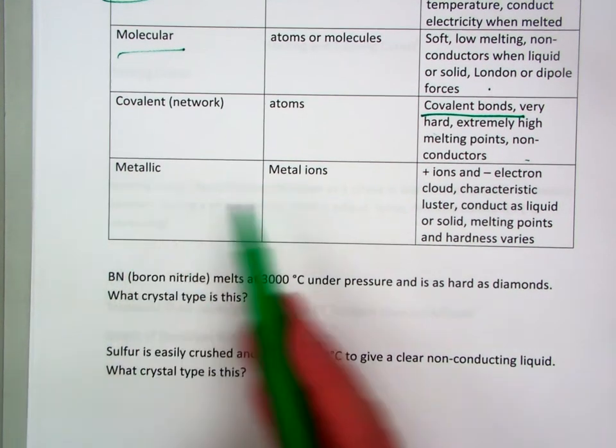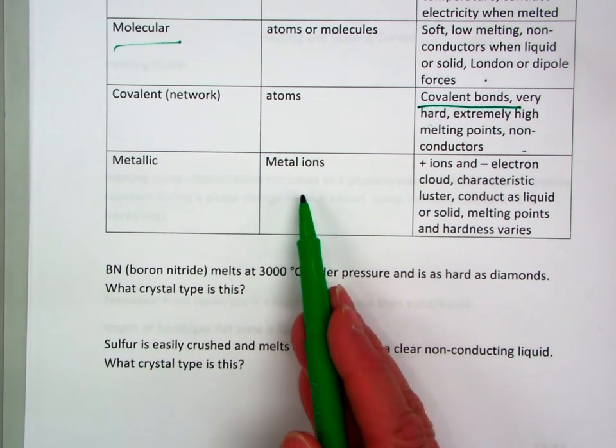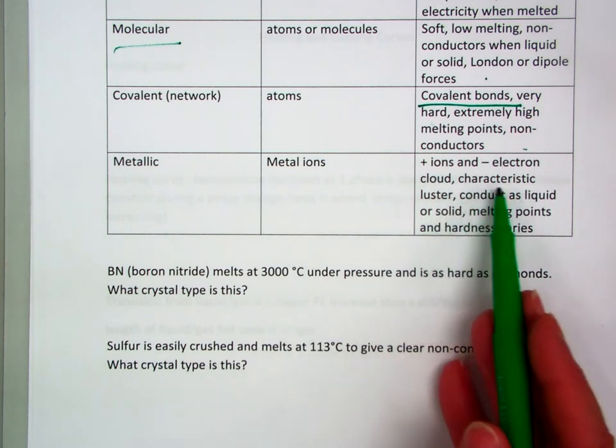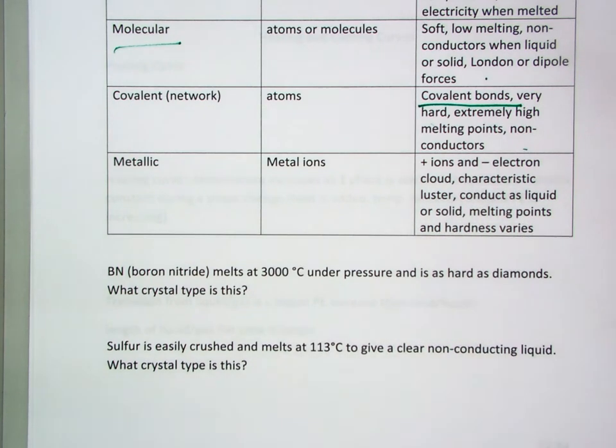Then metallic crystals have metal ions at the points, and we see they actually have the positive ions with negative electron clouds. We recognize metals because they are shiny, they're lustrous, they conduct electricity regardless of if they're in the liquid or the solid state, and their melting points and their hardness varies.